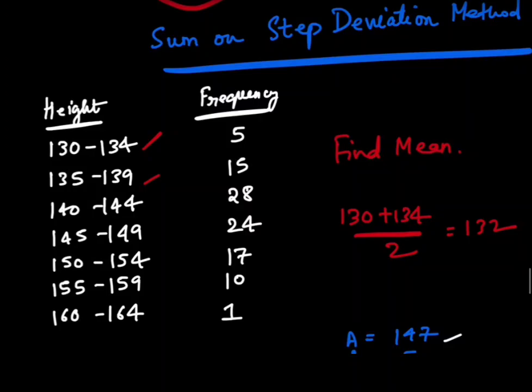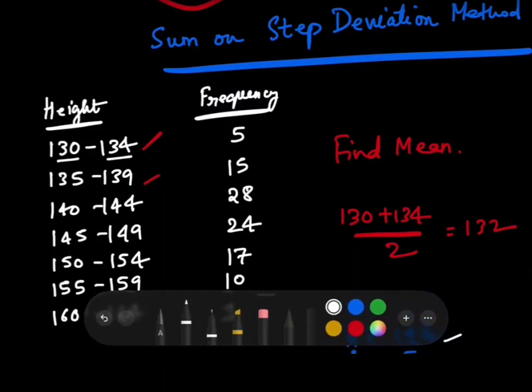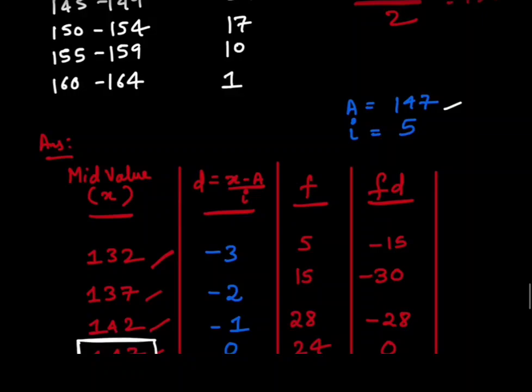And I is nothing but the difference of the class intervals, as I said. Here we can see 130 to 134. These are the class intervals, but it is not continuous. We have to make it continuous. So the class interval becomes 129.5 to 134.5. And the difference between the class limits, that is 134.5 minus 129.5, gives us 5, which is the value of I. So I here is 5.